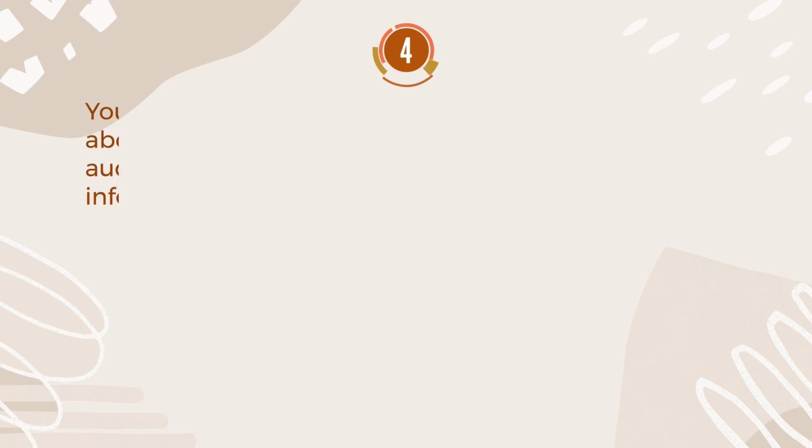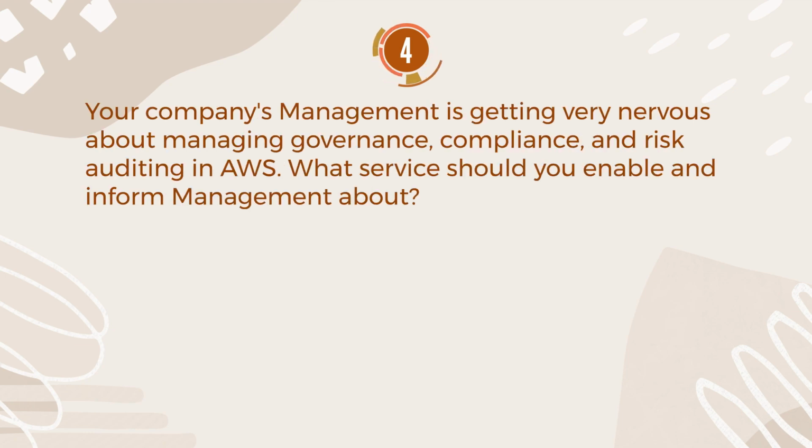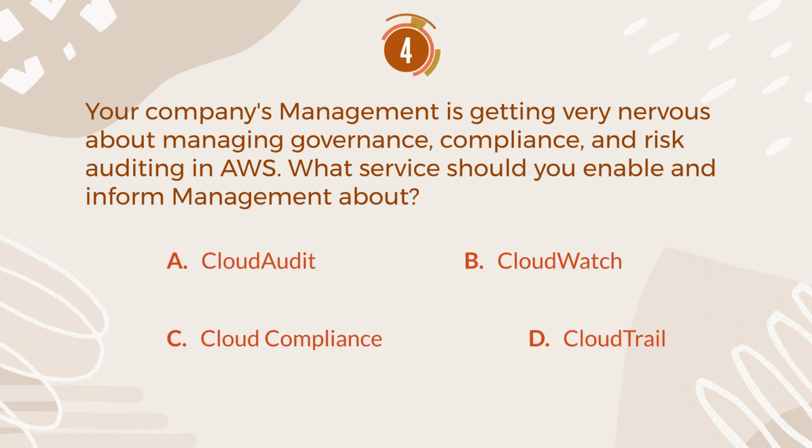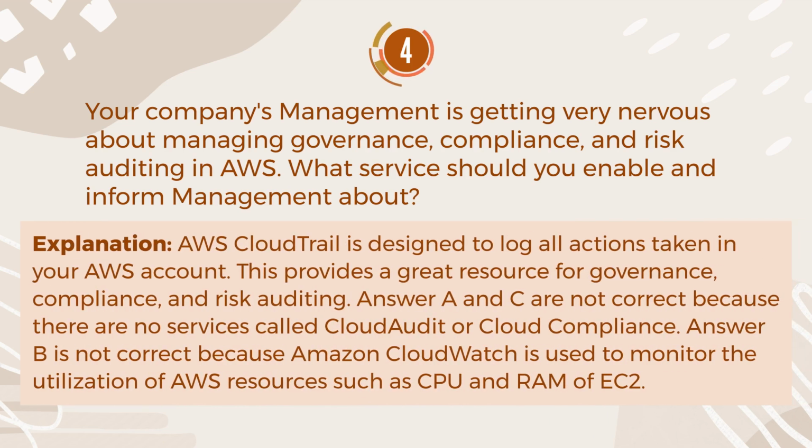Number 4. Your company's management is getting very nervous about managing governance, compliance, and risk auditing in AWS. What service should you enable and inform management about? A. Cloud Audit. B. CloudWatch. C. Cloud Compliance. D. CloudRail. The correct answer is D. CloudRail. Explanation. AWS CloudRail is designed to log all actions taken in your AWS account. This provides a great resource for governance, compliance, and risk auditing.